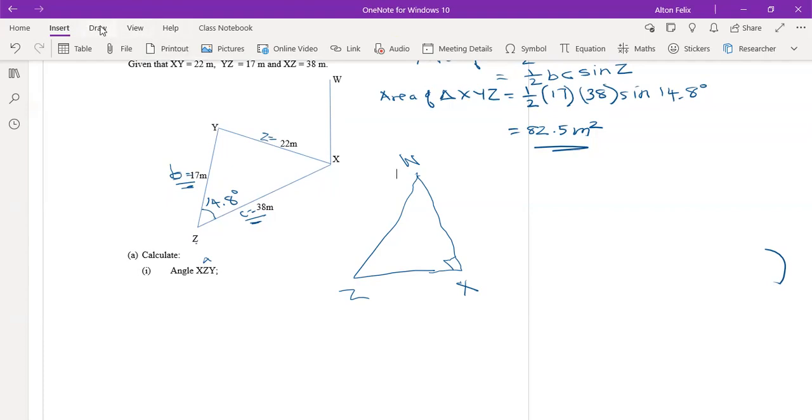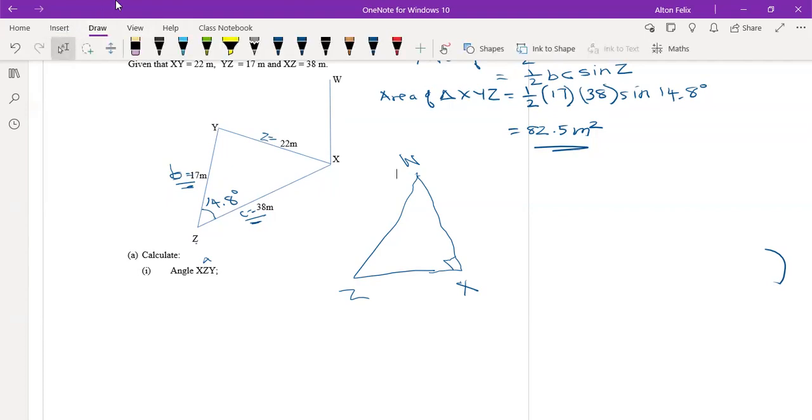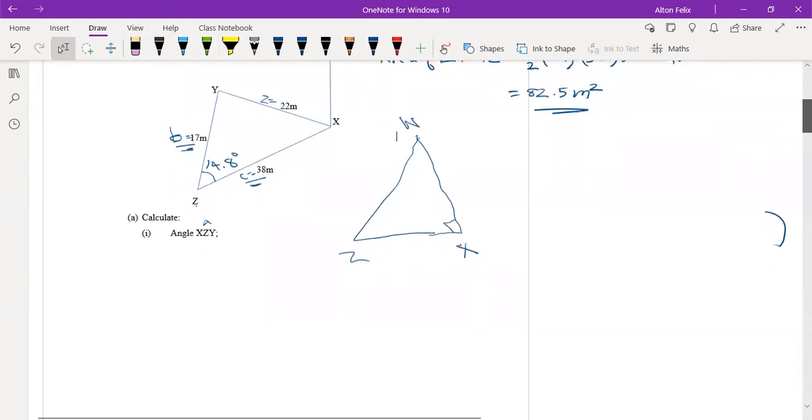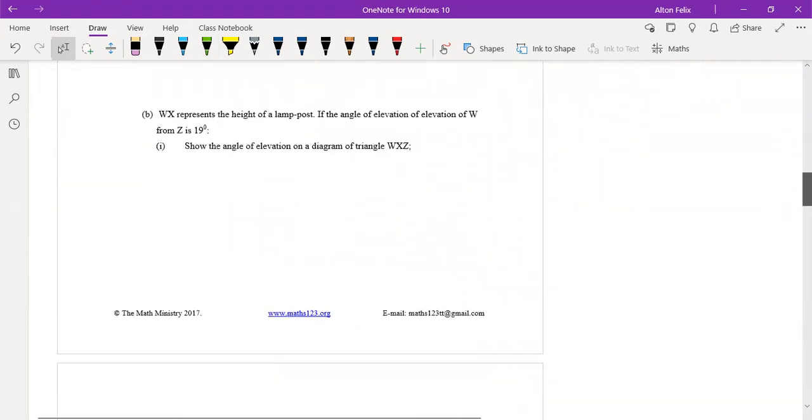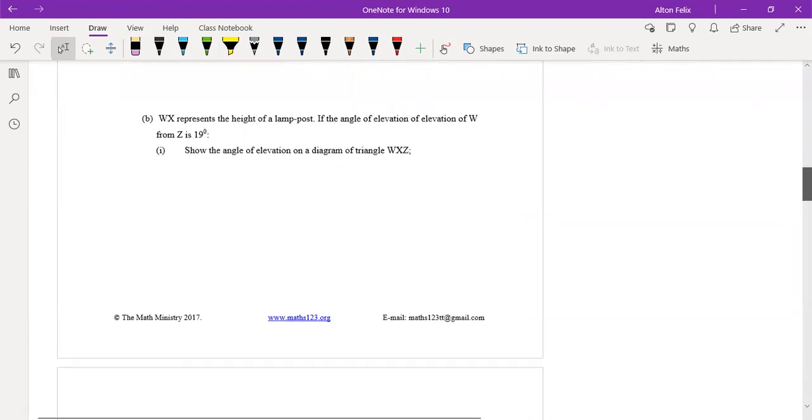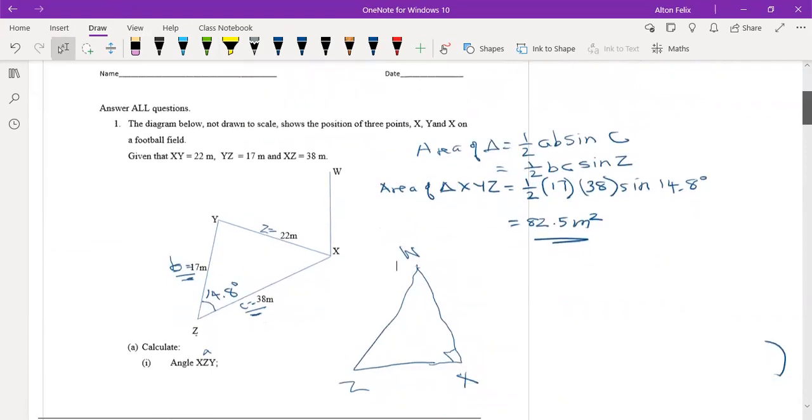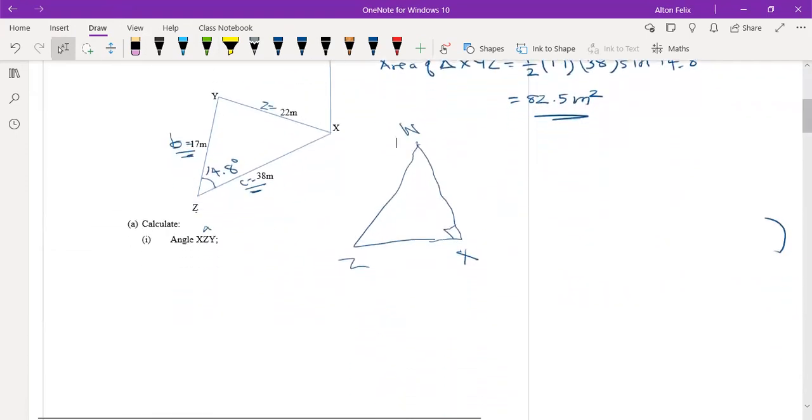All right, so let's see what we can put in. They said from Z, it's 17, is it 17, 19 degrees? So let's write in that. From Z is 19 degrees. And we have the information for a right angle triangle. So from Z, the angle of elevation is 19 degrees.